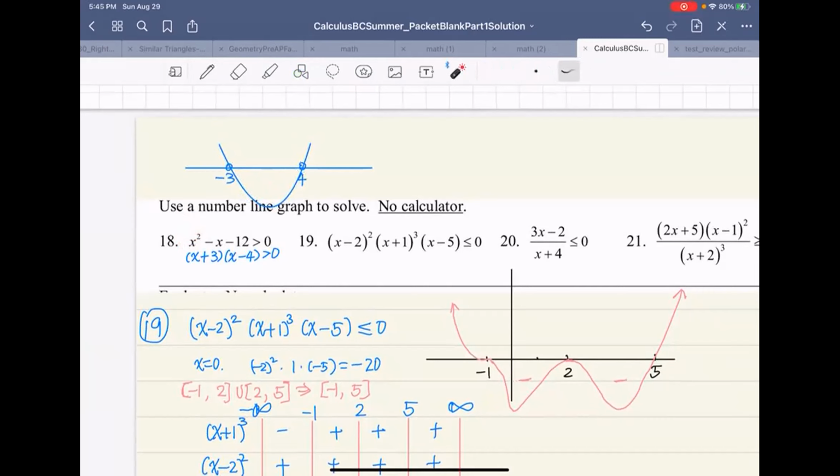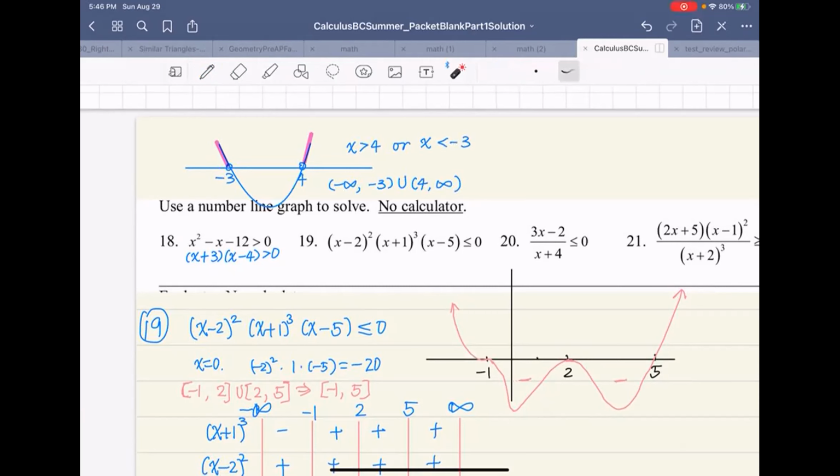So we are looking for positive. Which part gives us positive? There, there, correct? Okay. So the solution is x is bigger than 4 or x is less than -3. Make sense? This put in interval notation. There you go. Correct? Okay.